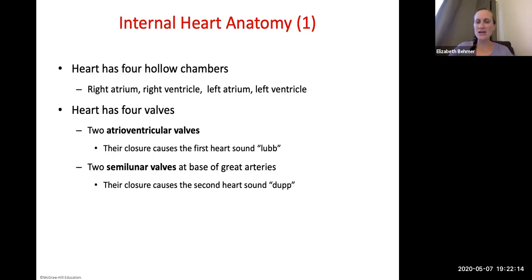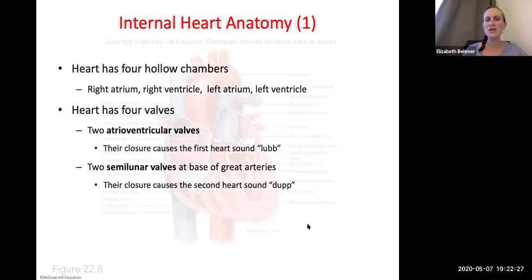So again, doctors and nurses are listening to your heart. They also listen to your lungs, but the heart is just a great place to start assessing a patient because they're listening to make sure your heart works okay. So then interior of the heart, we have a lot going on here.